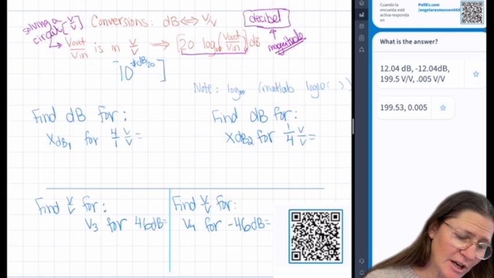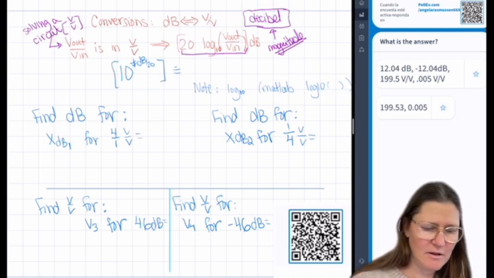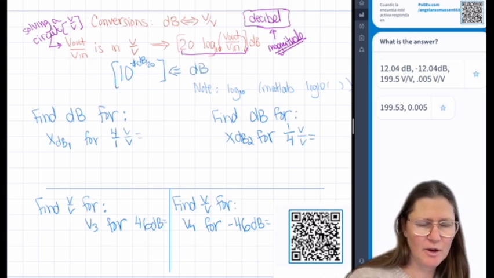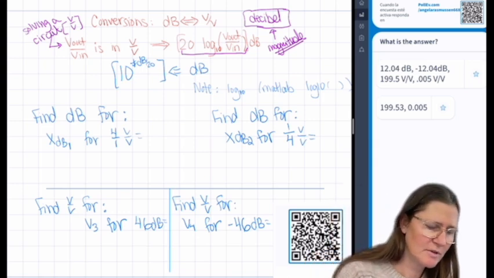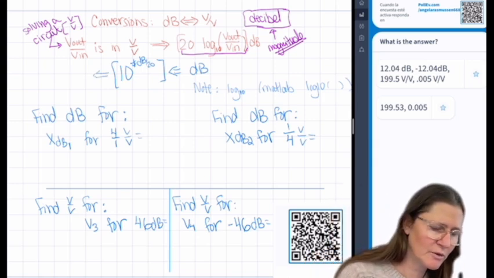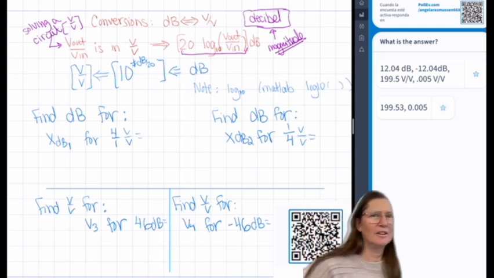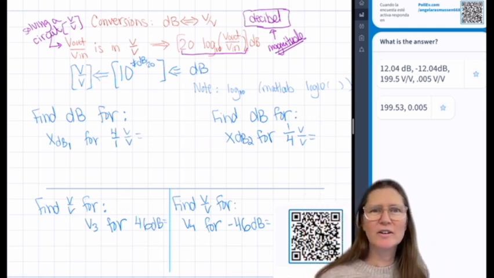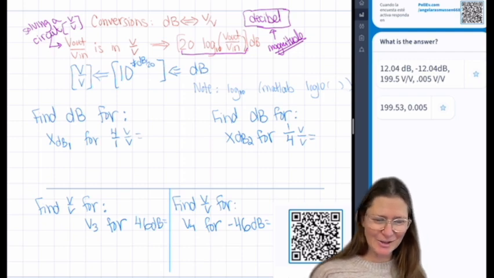Okay, so it's 10 raised to the dB number over 20. This is how you go from dB back to volts per volt. So this will give you volts per volt. All right, so for the two people that decided to answer with that, thank you.